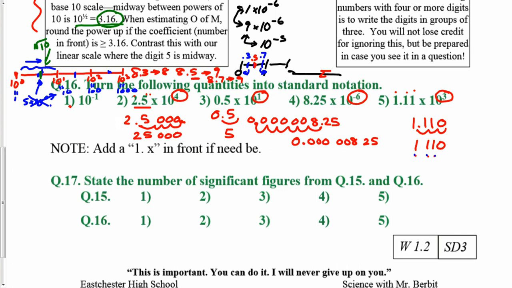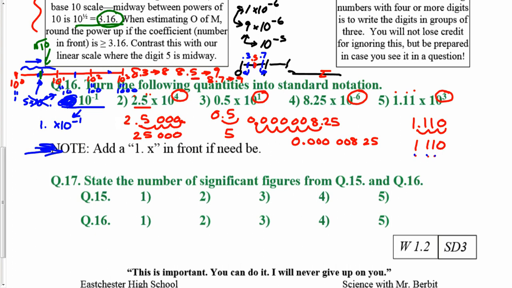Now, the one we didn't do is this one. 10 to the minus 1. Some of you are going to say the answer is 1. But you see, you'd be mistaken. If there is no coefficient in front of your 10 to the, put a 1 in front of it. This is identical to 1 point times 10 to the minus 1.